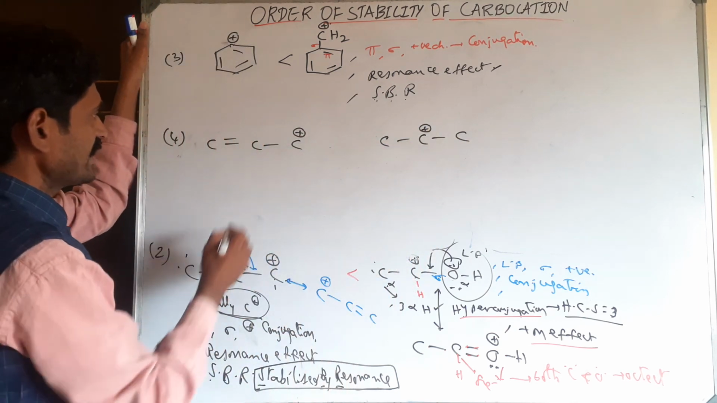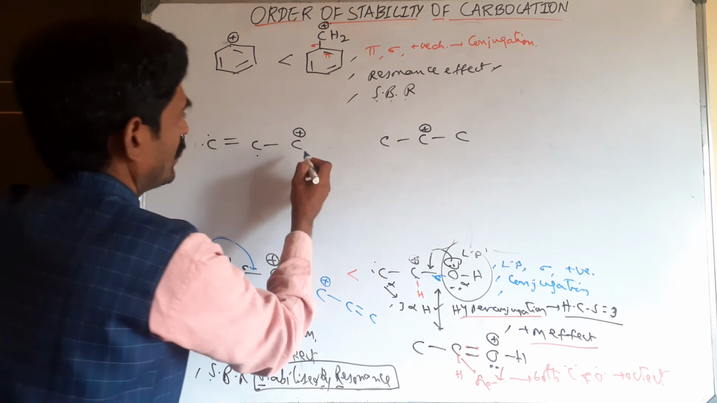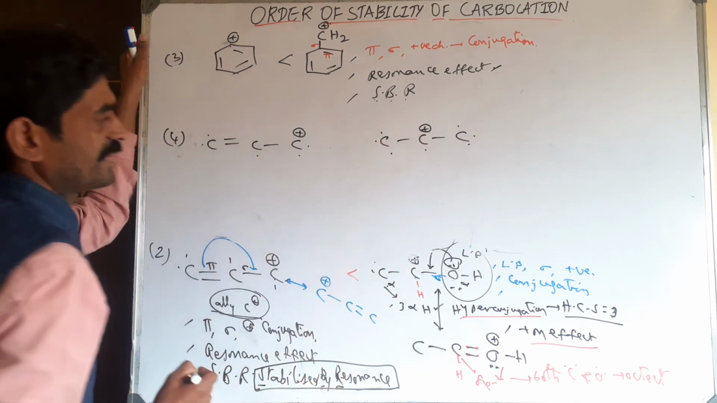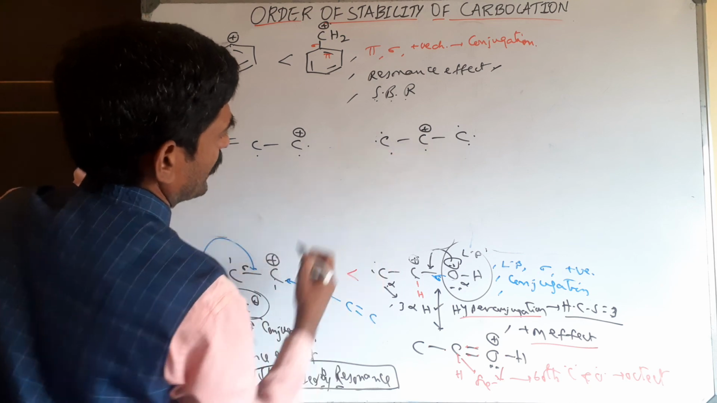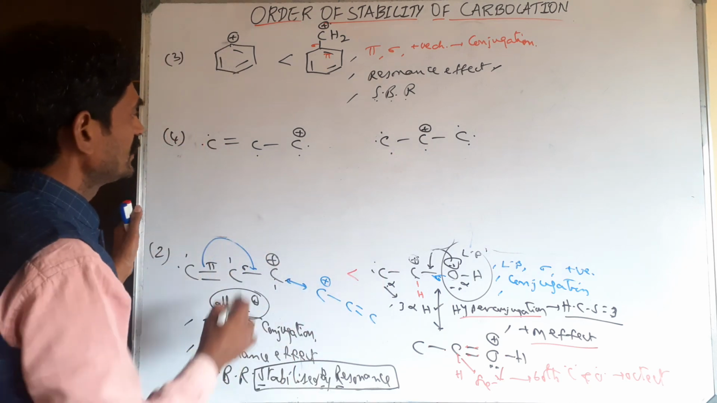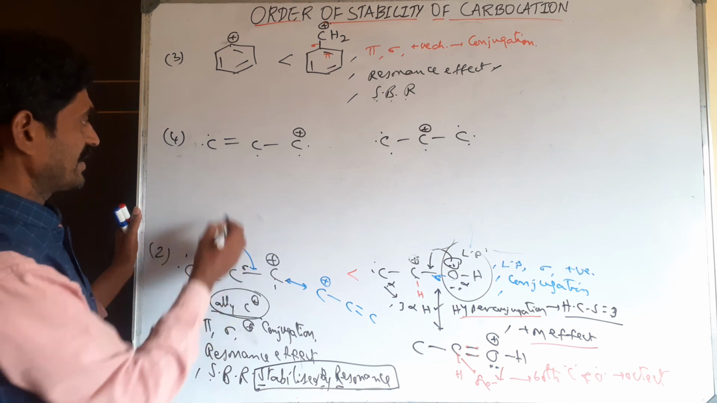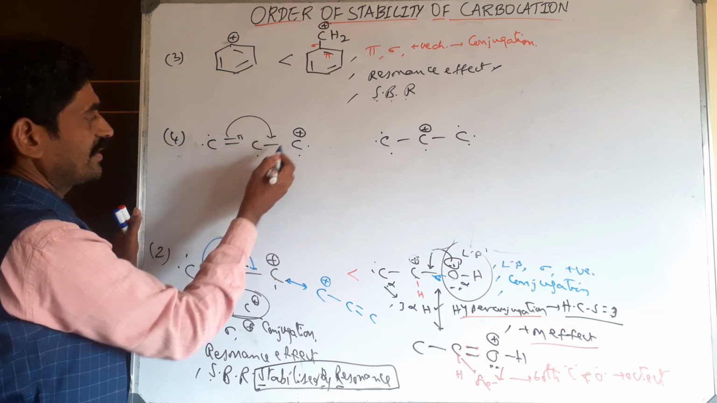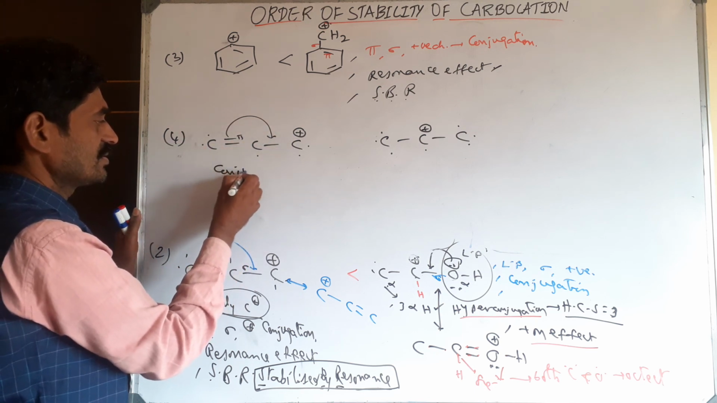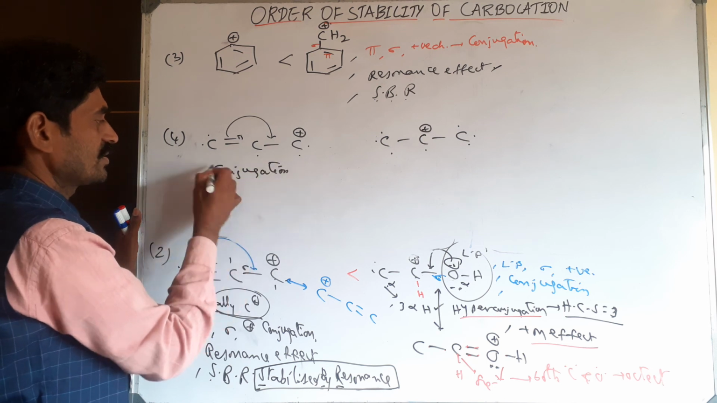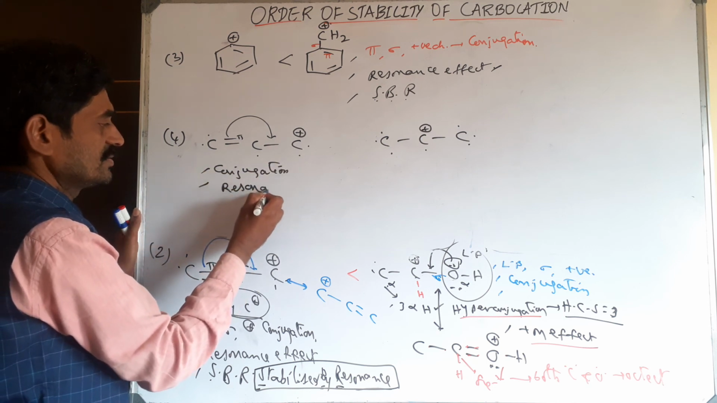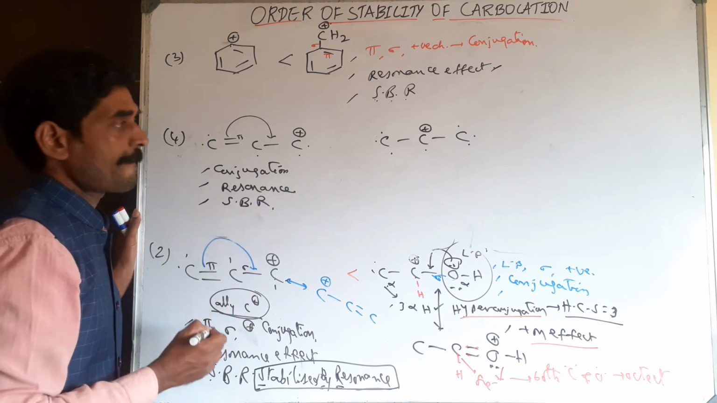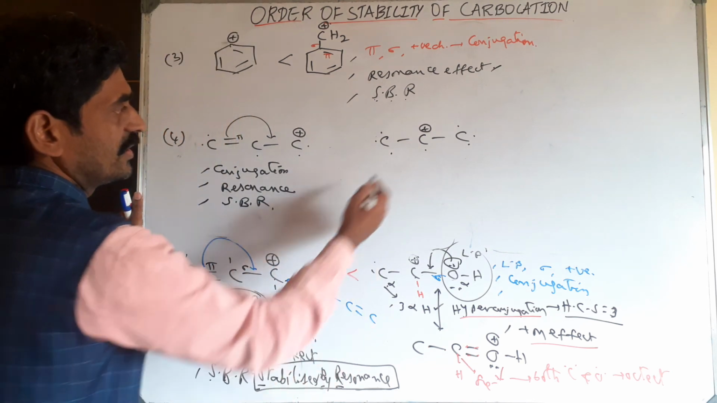So this is an alkyl carbocation, CH3, CH3, and the middle carbon is positive. It is an isopropyl carbocation. Of these two, which is more stable? In this case, as you know, a pi bond is there and these pi electrons are migrated, delocalized over here. That means conjugation is present. Wherever conjugation is present, resonance takes place. So it is stabilized by resonance, SBR. But in this case, which effect operates? Here there is no conjugation.